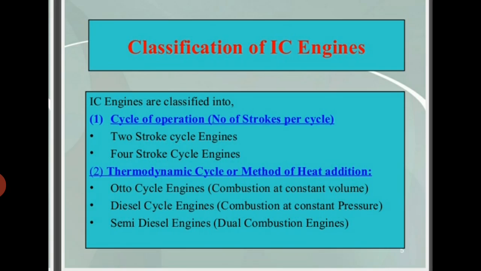Now, you can also classify the engine in category like method of heat addition, whether heat is added at a constant volume or heat is added at a constant pressure. If the heat is added at a constant volume, then the engine is called Otto cycle, and if the heat is added at a constant pressure, then it is called diesel cycle engine, and combination of these two types is called dual engine or semi-diesel engine.